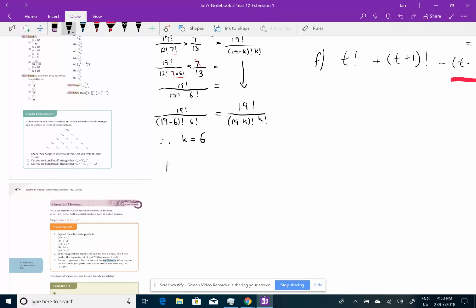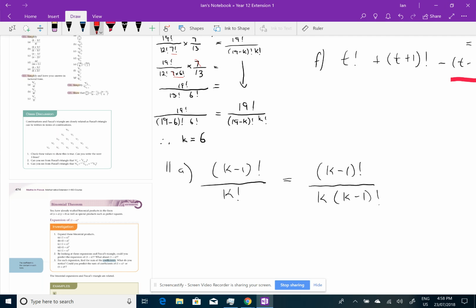So 11a, I've got k minus 1 factorial over k factorial. Well, k minus 1, I'm going to leave that alone, but this k factorial I'm going to write as k times k minus 1 factorial, and I'm going to cancel those. Please don't be left with 0 on top. There's 1 on top and k on the bottom.